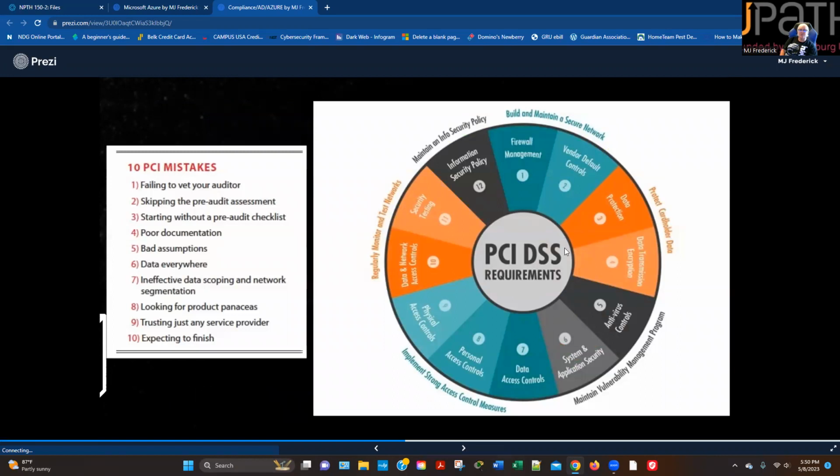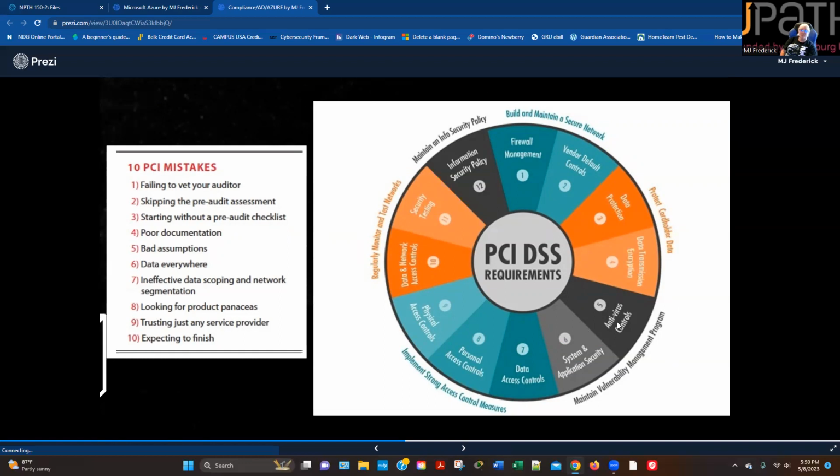So here you see they have their layers of defense. They build and maintain a secure network. There it is, firewall management, vendor default controls. They have protect card data. So you have your data protection and your data transmission encryption. Then you have maintaining vulnerability management, right? So we want to make sure we have antivirus controls.